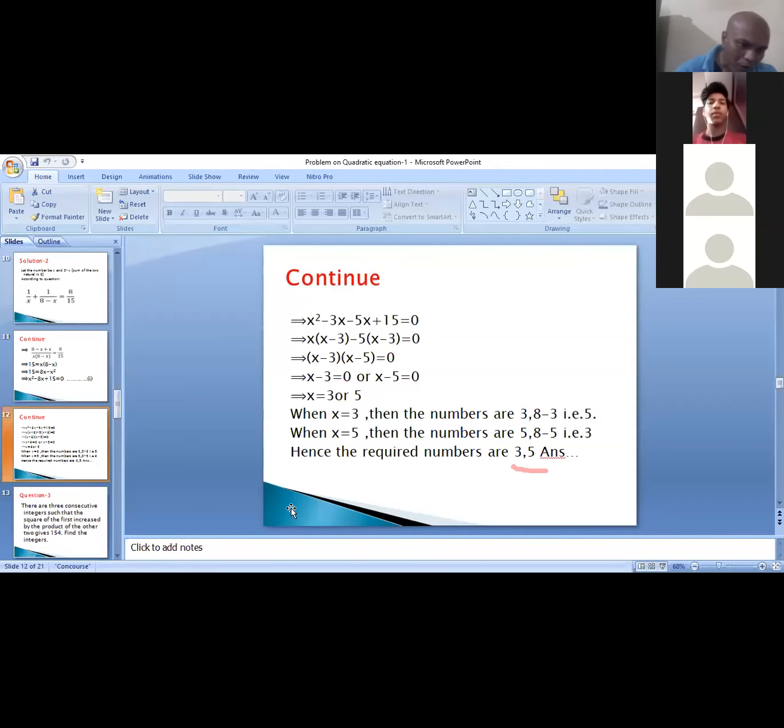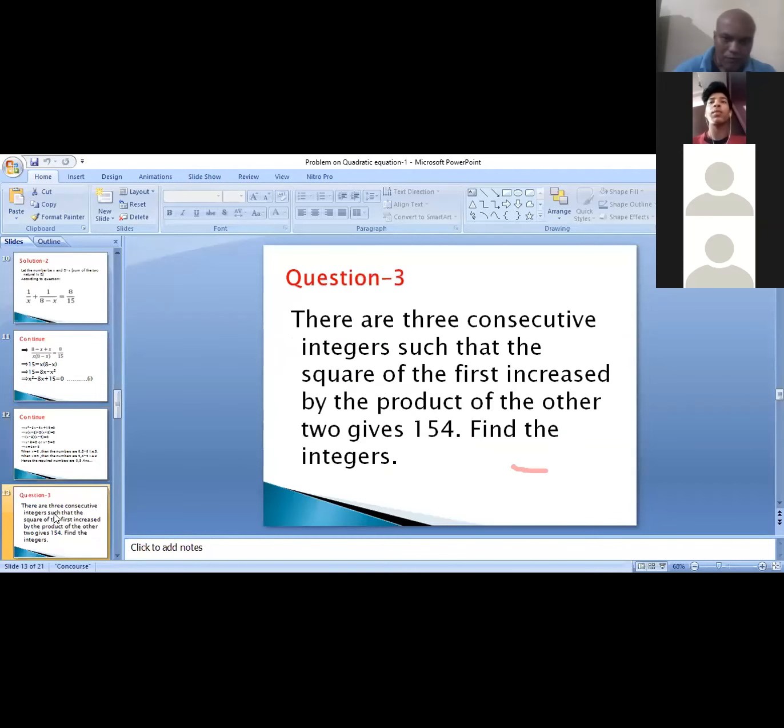Okay. Now come to question number 3. Question number 3: there are three consecutive integers. Write down the question. The square of the first increased by the product of the other 2 gives 154. Find the integers.